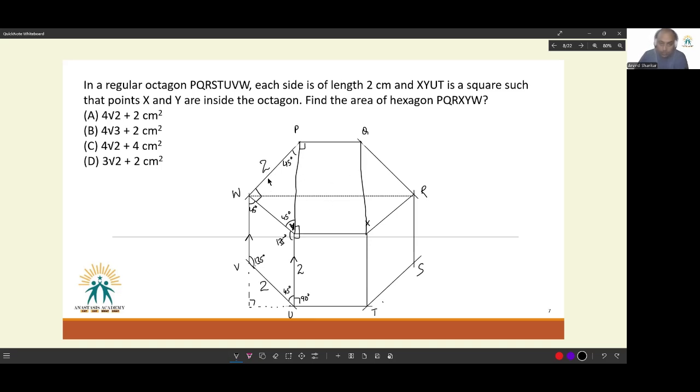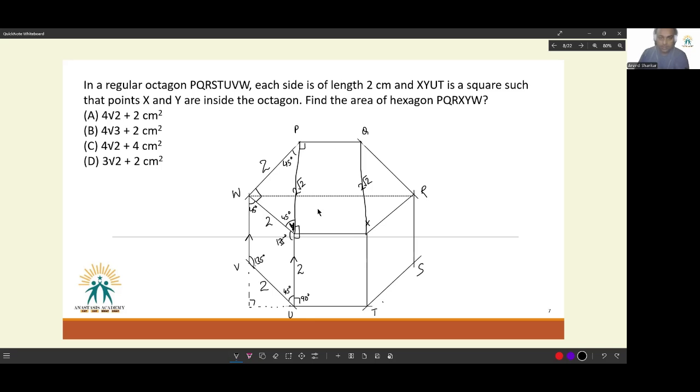Remember, this length was 2. And WVUY is a parallelogram. If this is 2, this is also 2. PWY is a right-angled triangle, an isosceles right-angled triangle. If this is 2, this is 2. Length of PY will be how much? Length of PY will be 2 root 2. Similarly, length of QX will be 2 root 2.